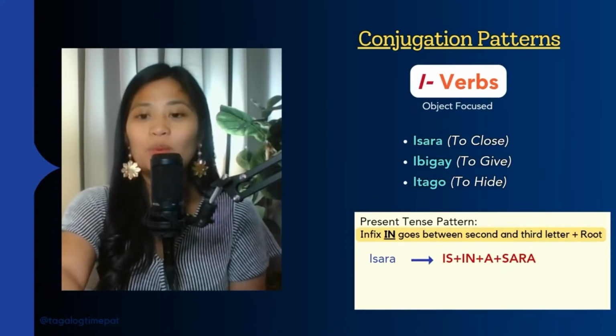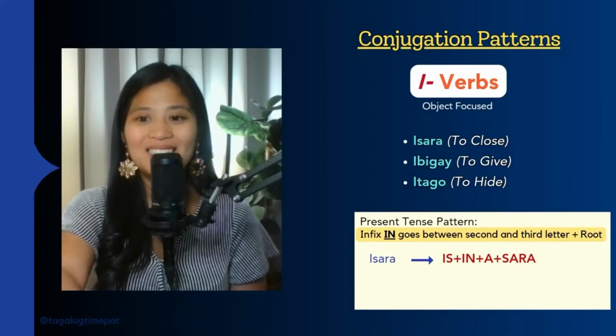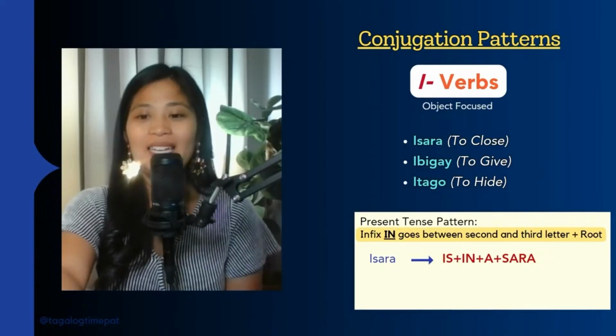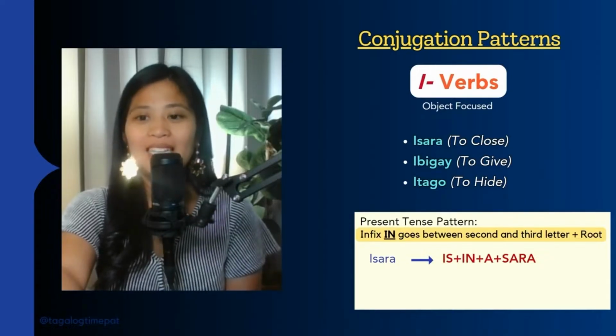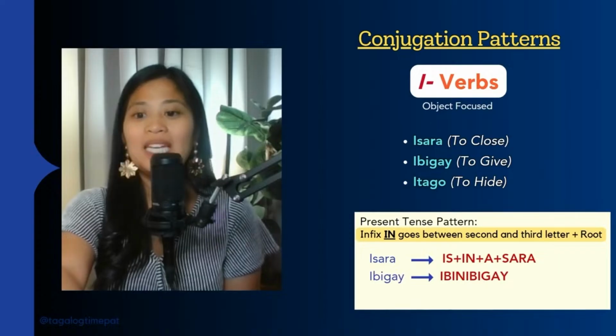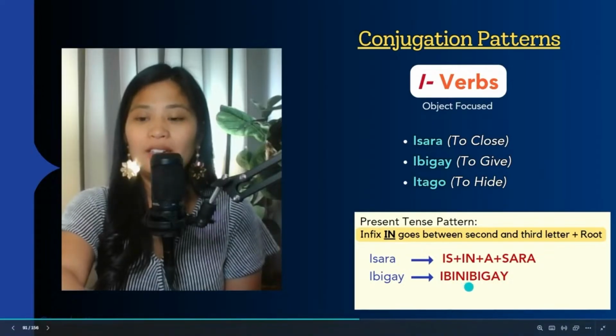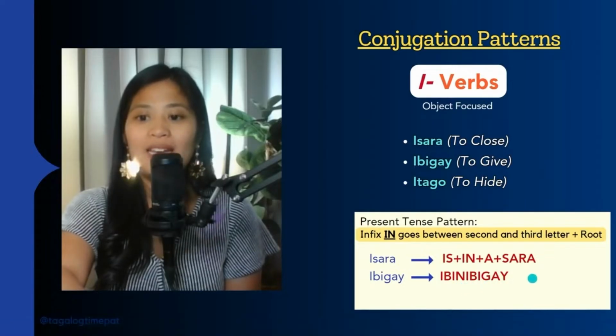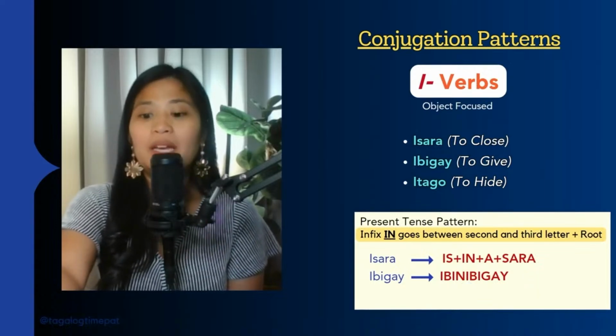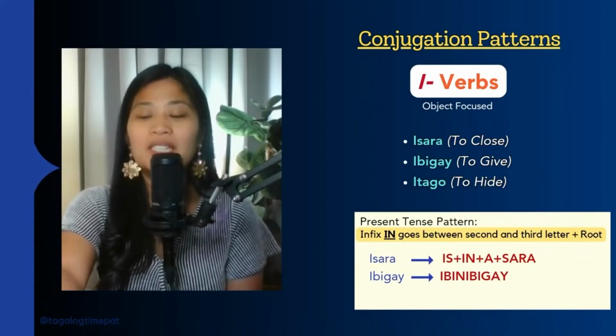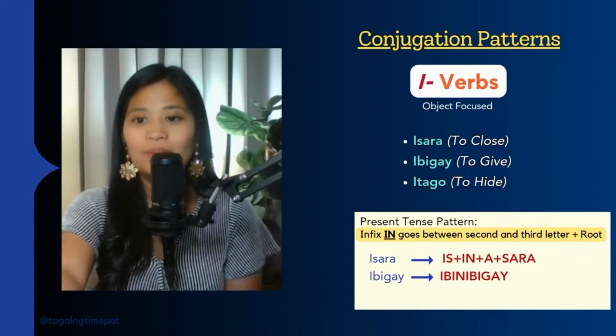You jot it down. What do you think ibigay and itago will be in the present tense? In the present tense, ibigay, to give, will be ibinibigay. In just goes between the second and third letter, and then it's the root at the end. So, ibinibigay ko, I am giving something to someone.